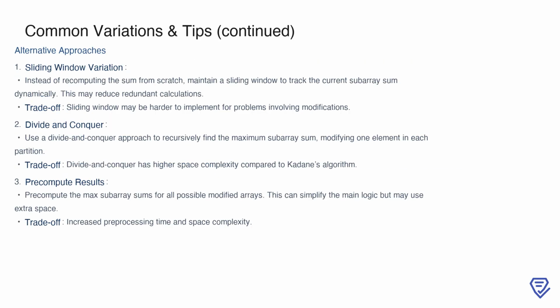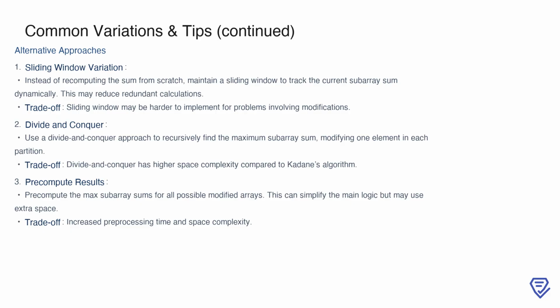There are also alternative approaches worth considering. For instance, a sliding window variation can help you dynamically track the current subarray sum without recomputing it from scratch. This reduces redundant calculations, though implementing sliding window techniques may be more challenging when modifications are involved. Another option is a divide and conquer strategy, which recursively finds the maximum subarray sum while modifying one element in each partition. However, this approach typically involves higher space complexity compared to Kadane's algorithm.